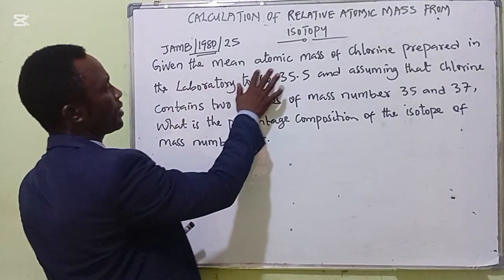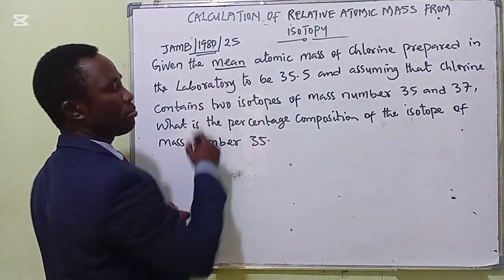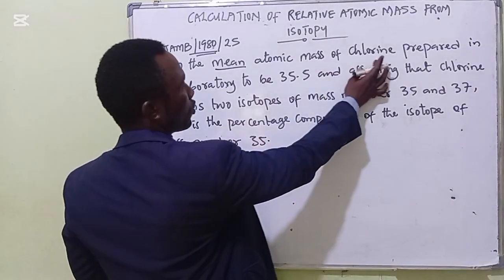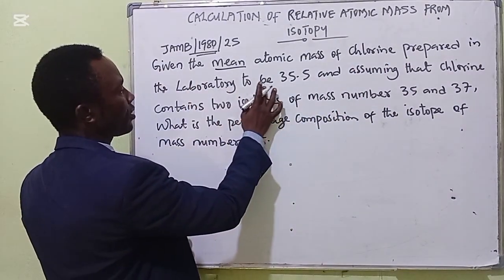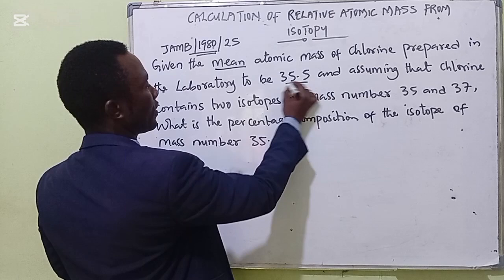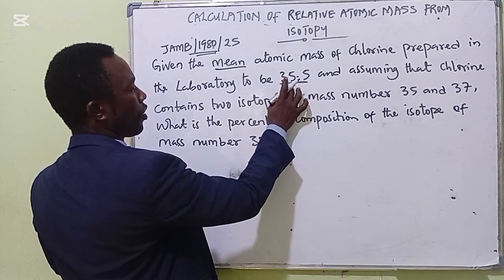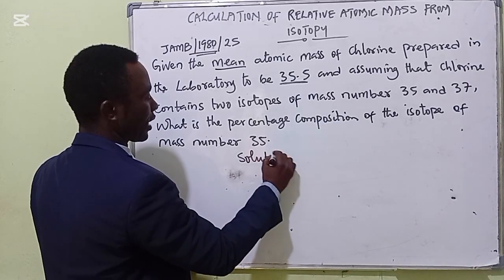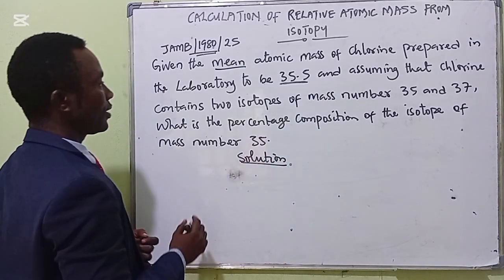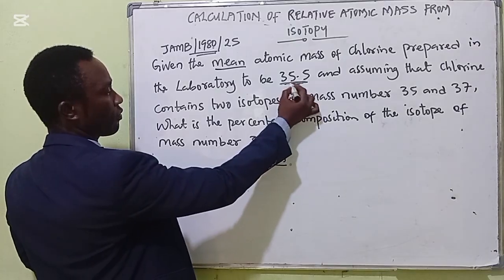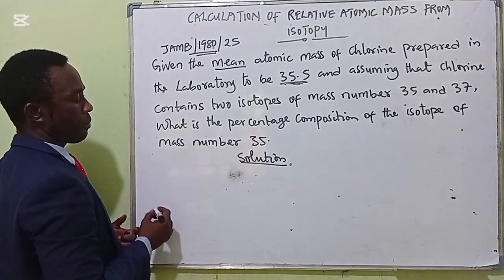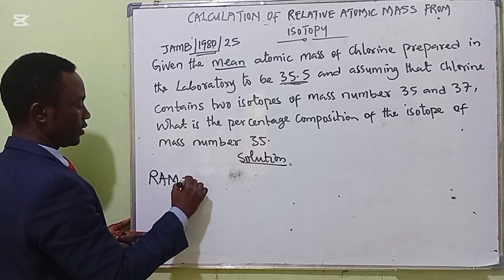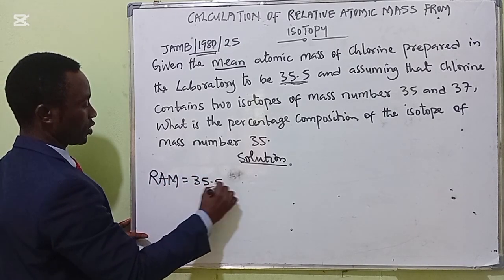It says, given the mean atomic mass, mean here means average. The average or mean atomic mass of chlorine prepared in the laboratory to be 35.5. So the solution here, let us be bringing our parameters one by one. Now, the mean atomic mass is given to be 35.5. Remember, mean atomic mass is the same thing as relative atomic mass.